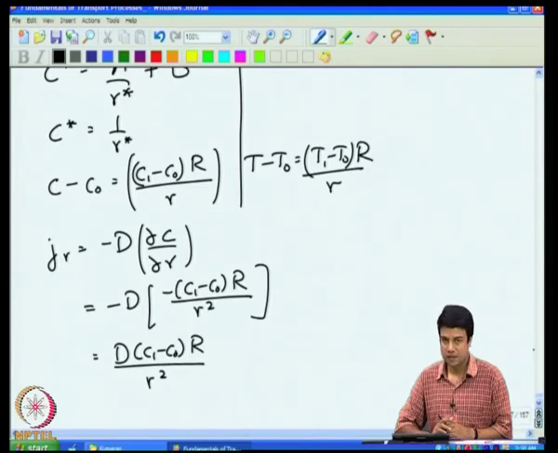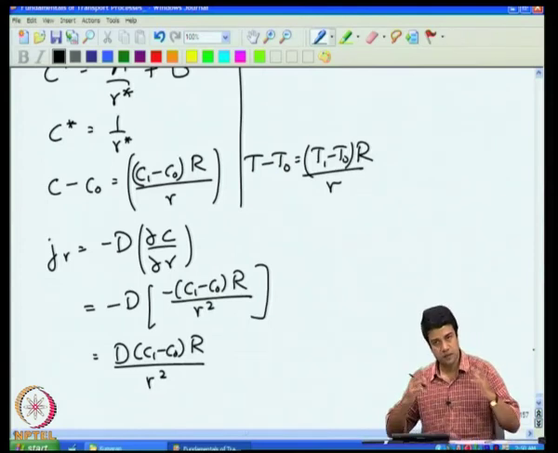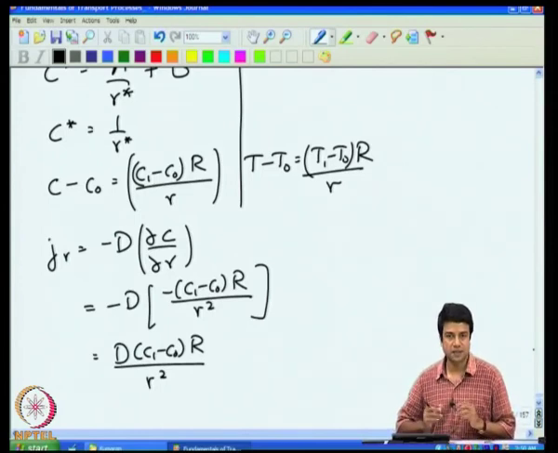The surface area increases proportional to r square. The surface area is 4 pi r square. Therefore, the mass coming out of any surface is exactly the same. It has to be. We are at steady state. There are no sources or sinks anywhere.